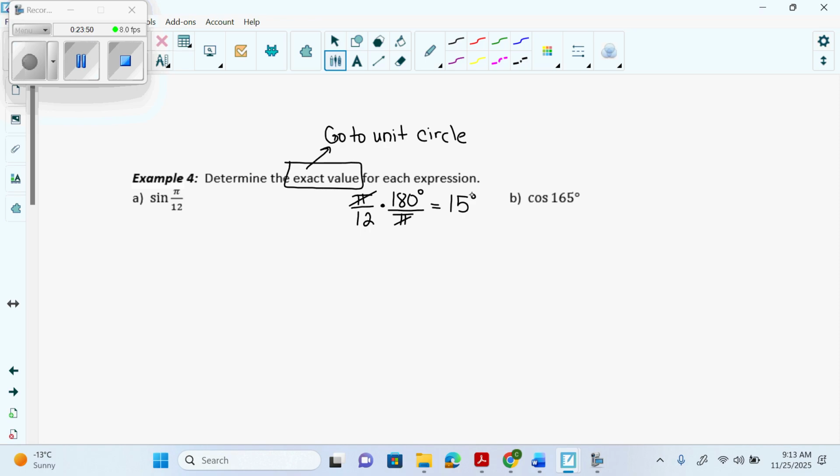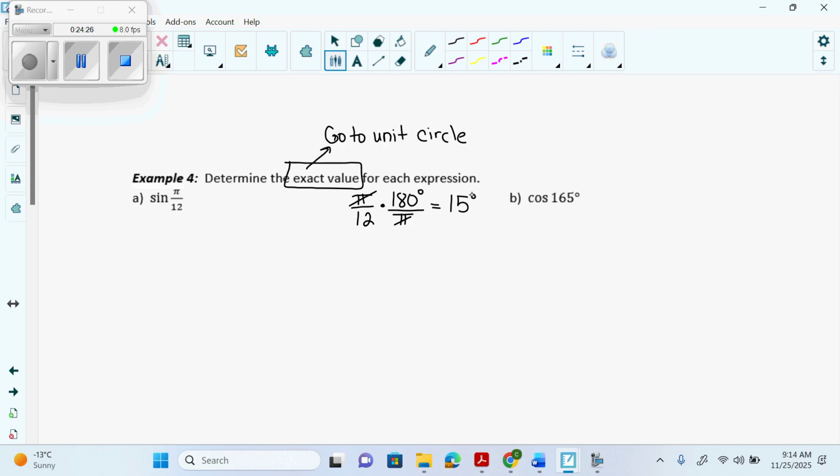Is 15 degrees on my unit circle? No. But there are many friends with 15 that we can add or subtract that would give us 15. Okay? So for example, I could do 60 minus 45. I could do 45 minus 30. I could do 135 minus 120. I could do 150 minus 135. There are numerous options I could choose.